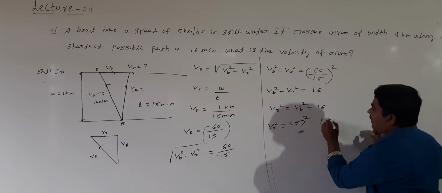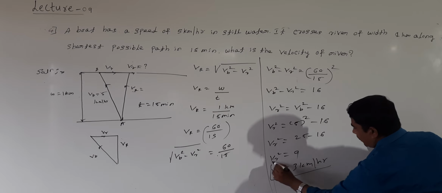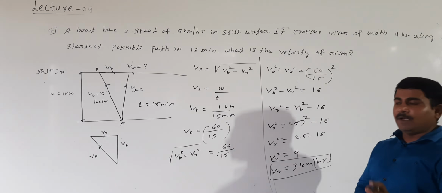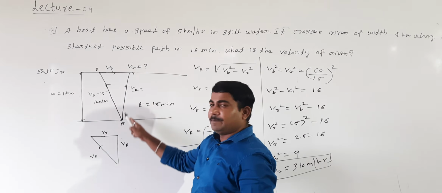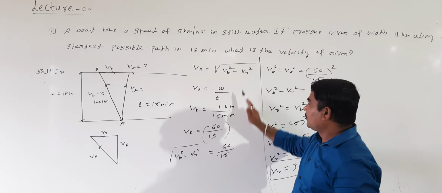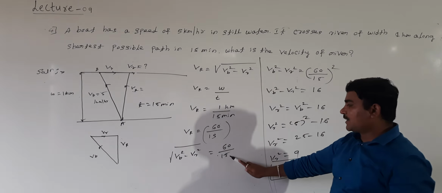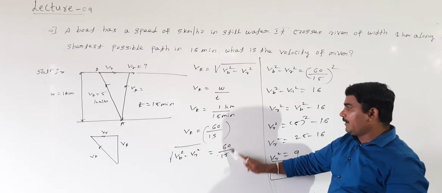What is VR then? VR equal to how much? 3 km per hour. This is the shortest possible path the boat can move from A to B. We are calling this the resultant speed, the resultant velocity, and resultant velocity equals width divided by time, given in minutes. I converted it into hours.